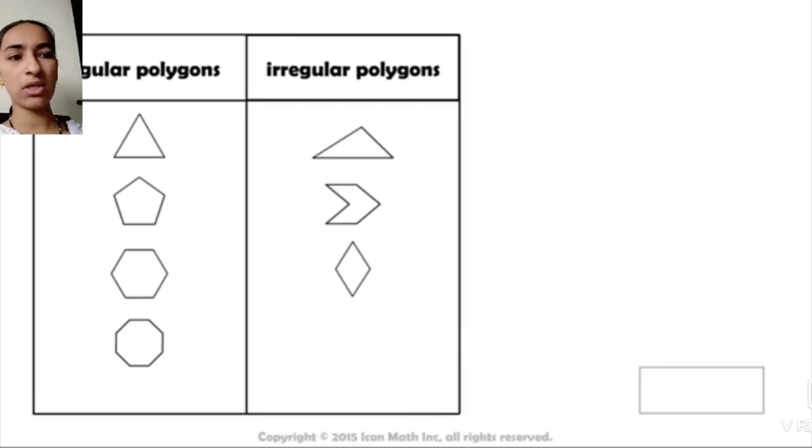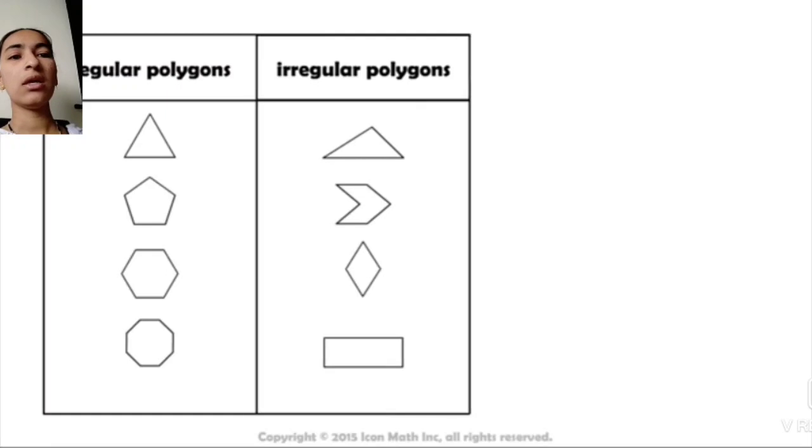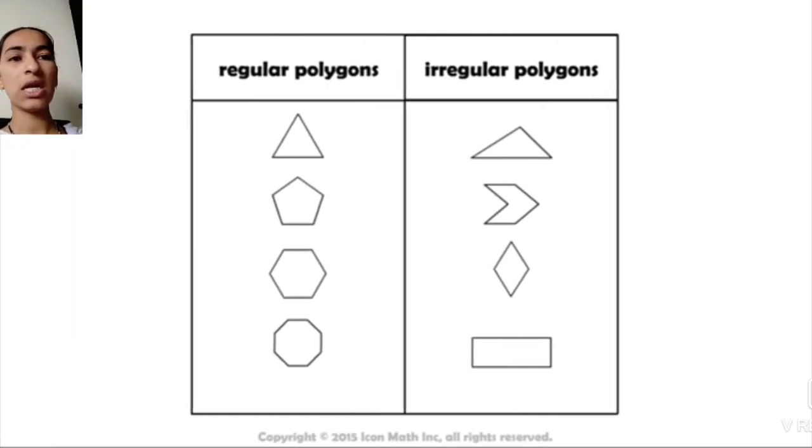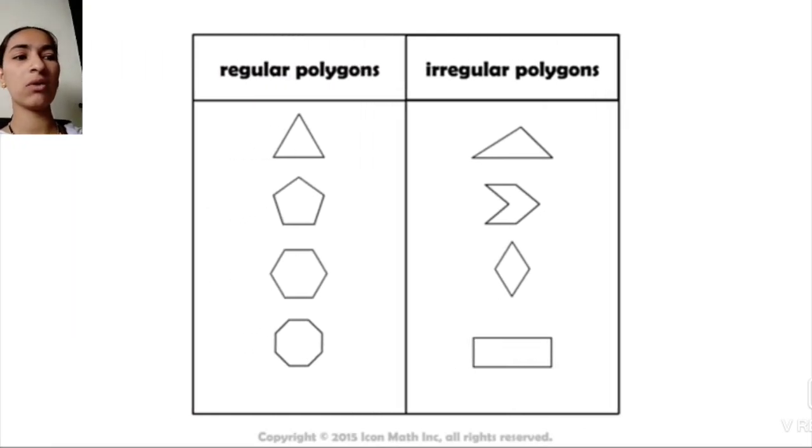Understand? Now the last is a rectangle. In a rectangle, angles are equal, all angles are 90 degrees, but what about the sides? Are the sides equal? No, all sides are not equal, so it is irregular polygon. Understand how to classify regular and irregular?